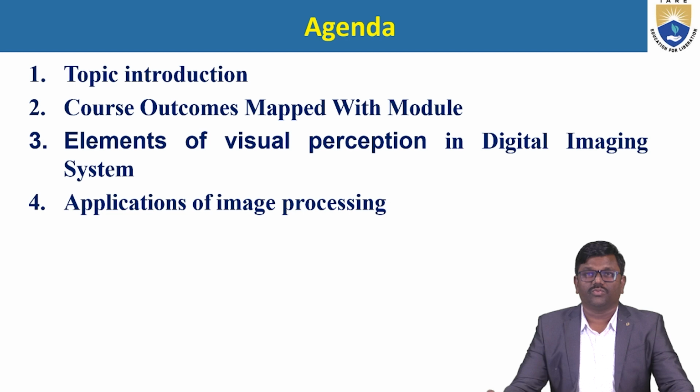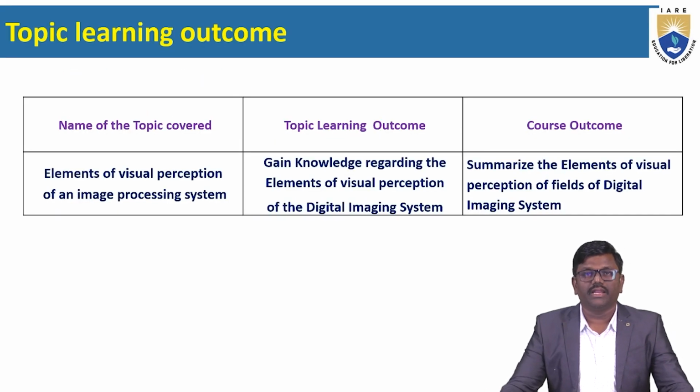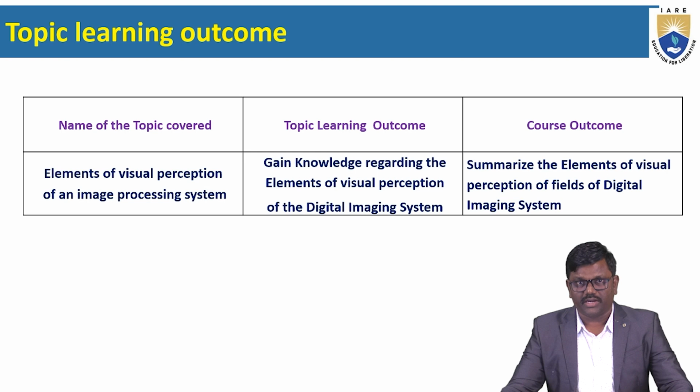The sequence of agenda: the first one is topic introduction, the second is course outcomes mapped with the modules, the third is elements of visual perception in a digital image processing system, and the fourth is a list of applications of image processing, which is also connected to today's topic. Then comes the topic learning outcome that I have formulated, and if we achieve that learning outcome, automatically we understand that our course outcome is achieved.